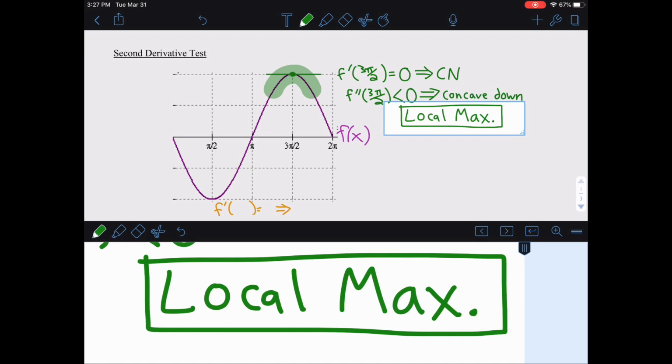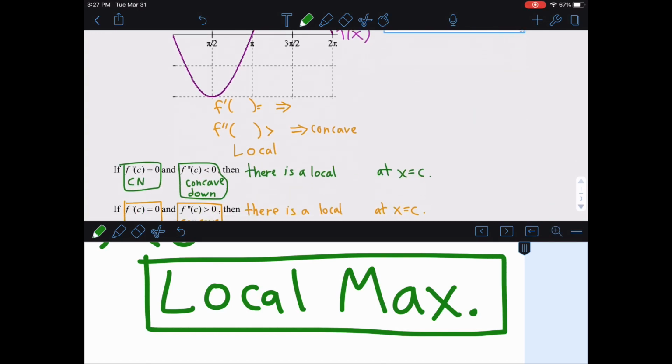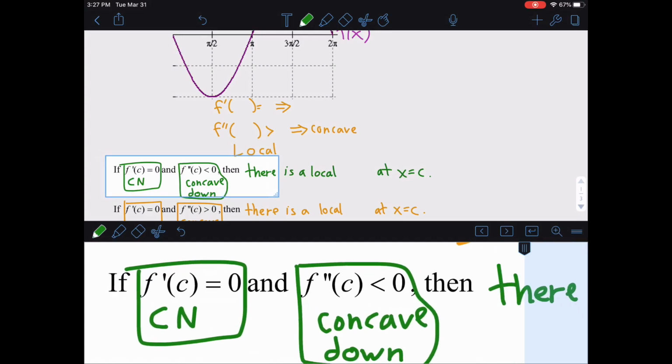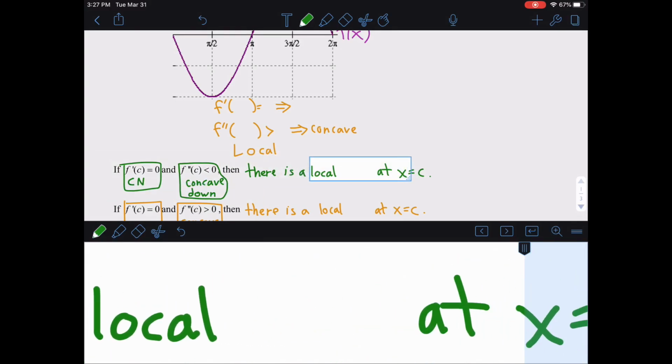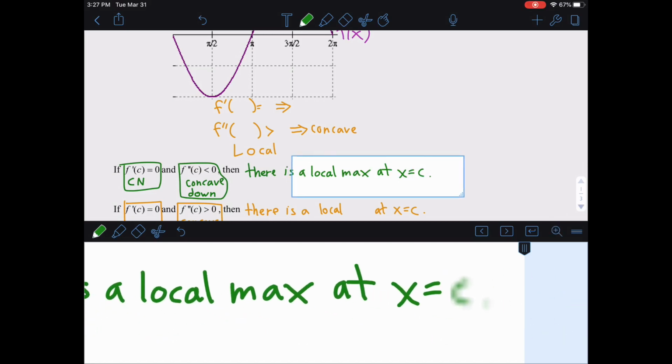Try to graph it. Graph any curve that's concave down, make a critical point on that curve. It's going to be a maximum. Okay, so that's the first thing we get from the second derivative test. If you're concave down at a critical number, then there is a local maximum at your x value, which we called x equals c.